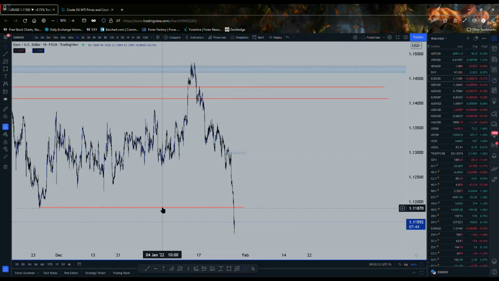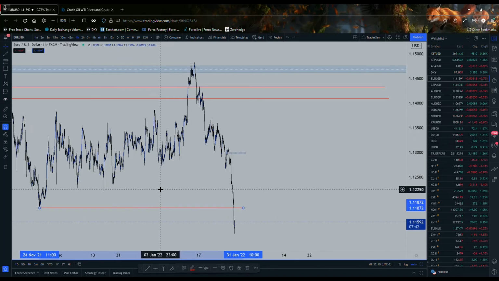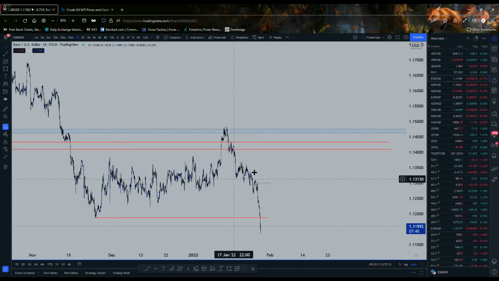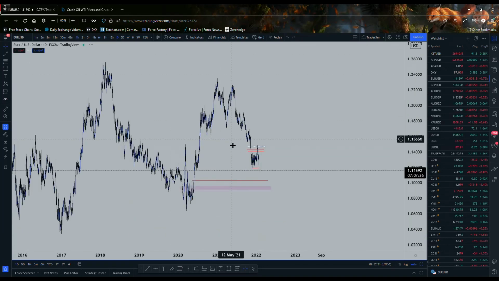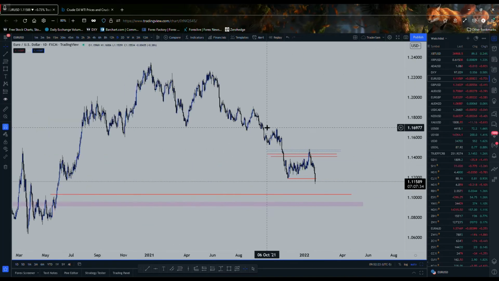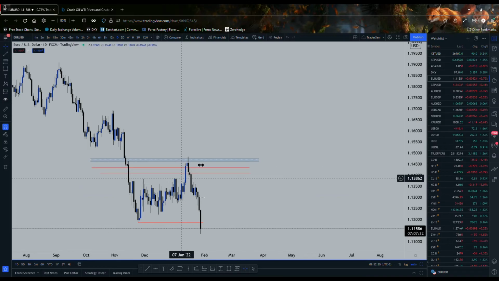I was done. I'm not trying to get in on any of this. Whatever it wants to do, it can do. We'll see what next week, which is NFP week, or the week after brings, and we go from there. So nothing on Euro.